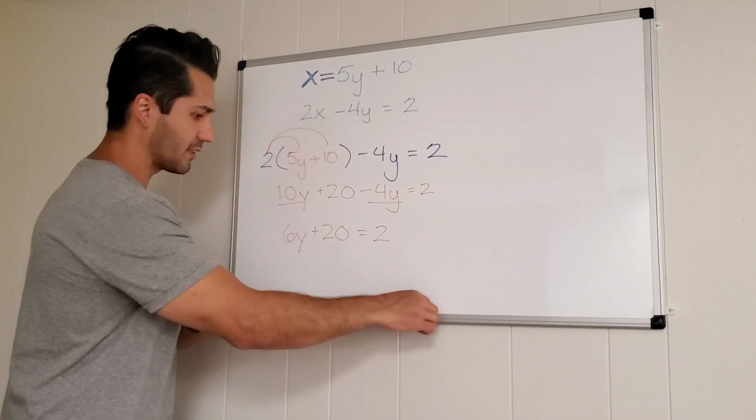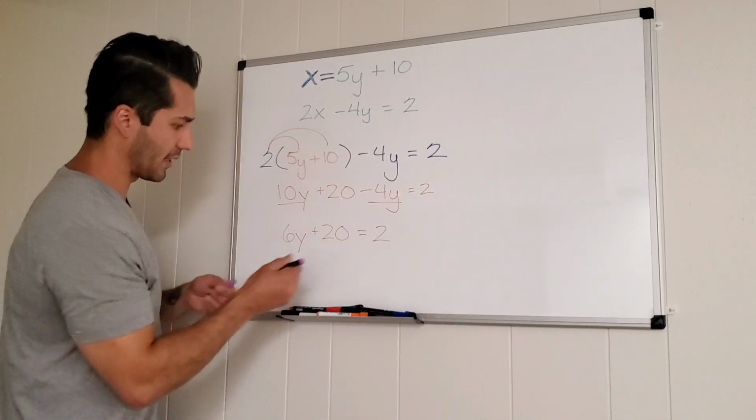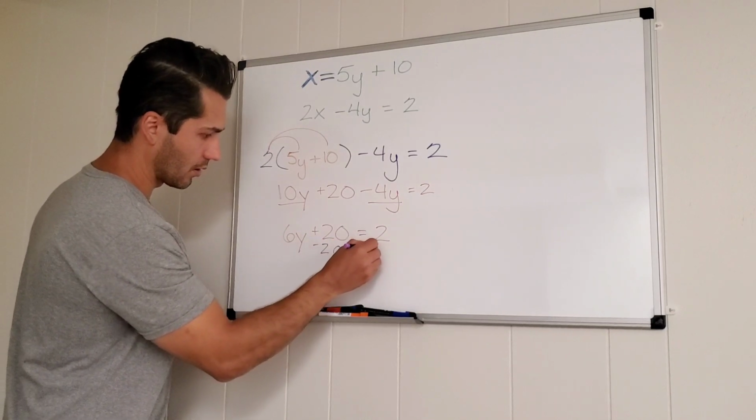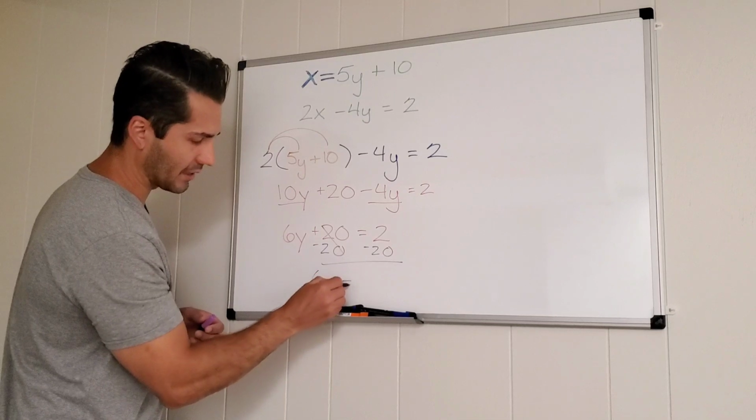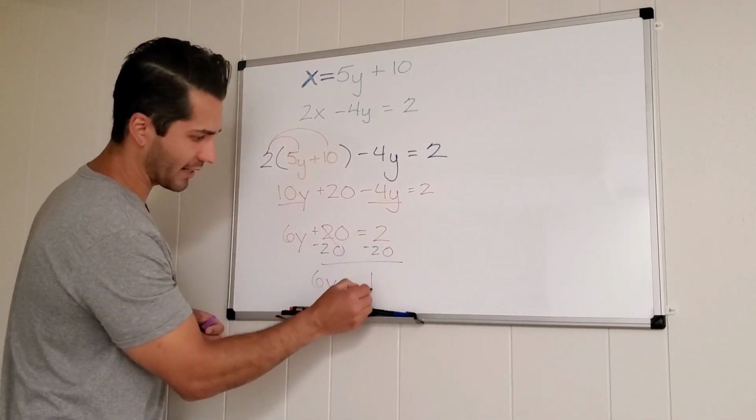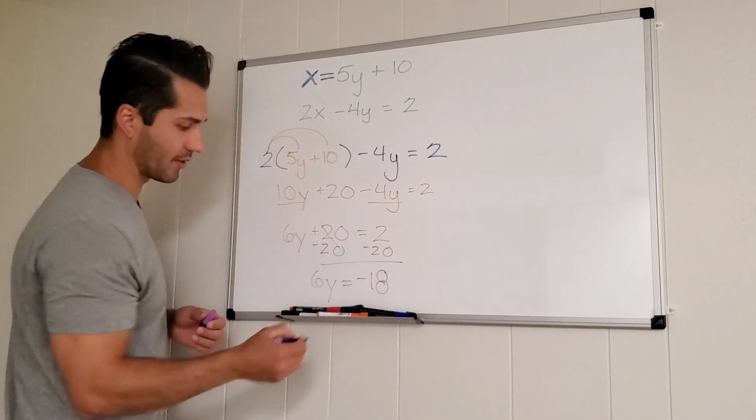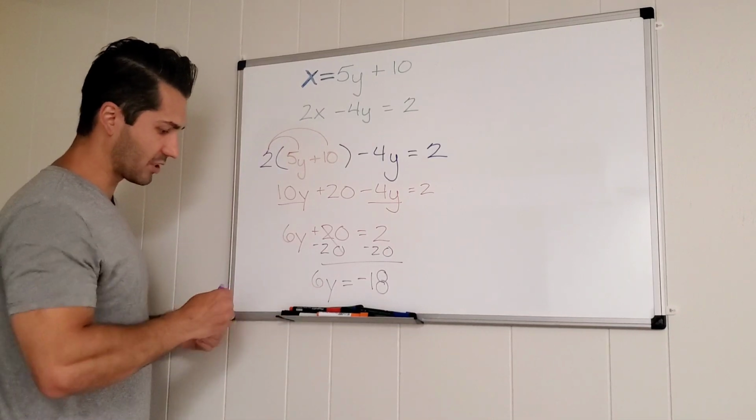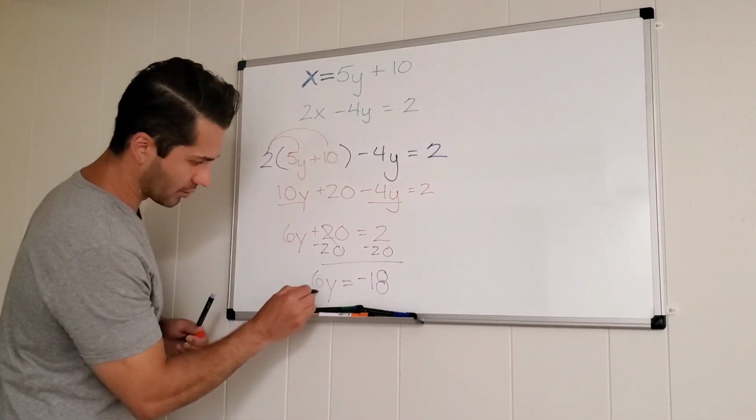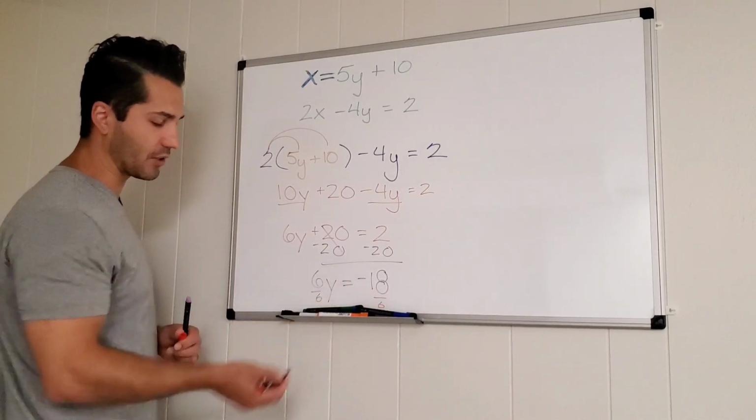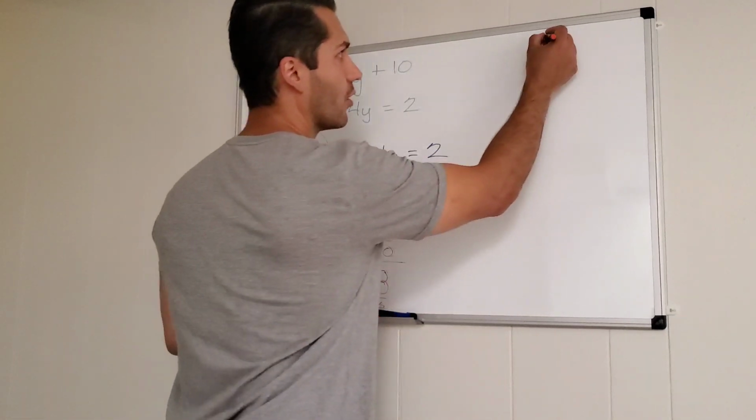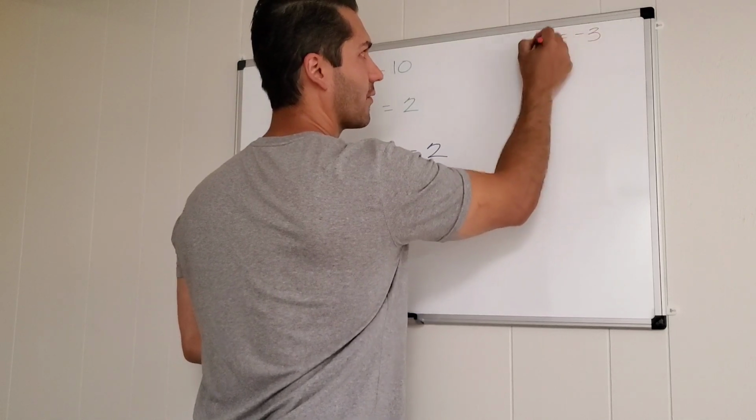Now that I have that, I keep going. I have minus 20, 6y equals, different signs. Subtract, keep the dominant sign, negative 18. I'm very tight on space here, but you should be able to divide by 6. Negative 18 divided by 6, and I get y equals negative 3. So now I know y equals negative 3.